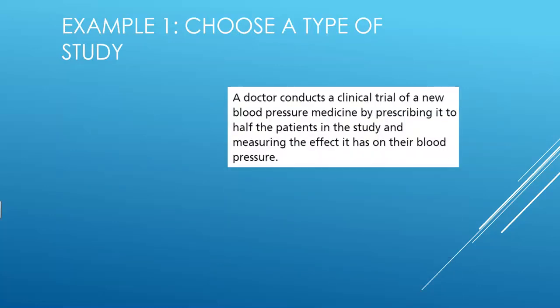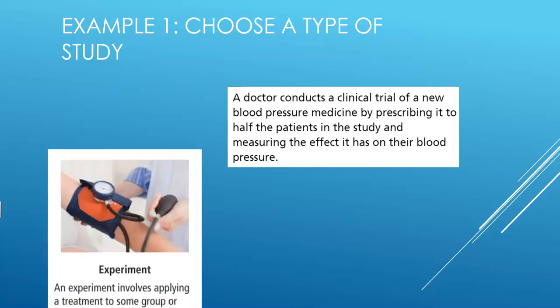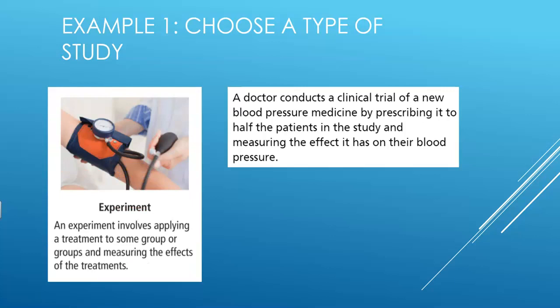Here's another type. A doctor conducts a clinical trial of a new blood pressure medicine by prescribing it to half the patients in the study and measuring the effect it has on their blood pressure. This would be called an experiment or an experimental study. An experiment involves applying a treatment to some group or groups and measuring the effects of the treatment. And we're going to talk about this a little later too, where we have a control group and an experimental group. And that's important when you're doing this kind of study.